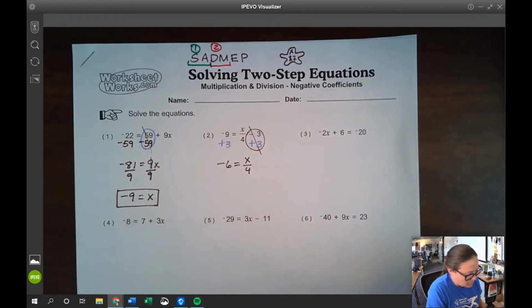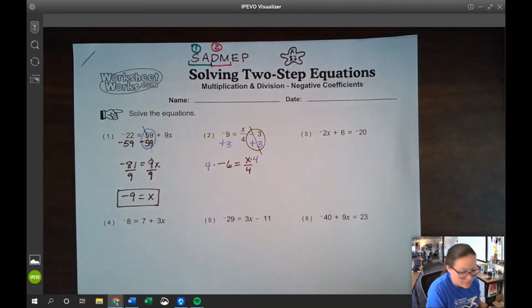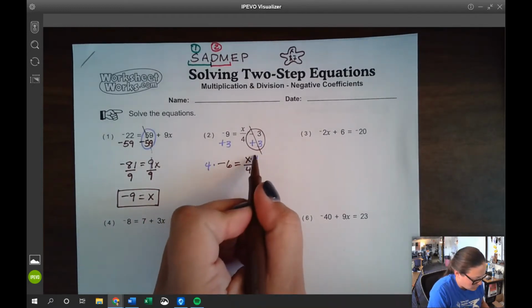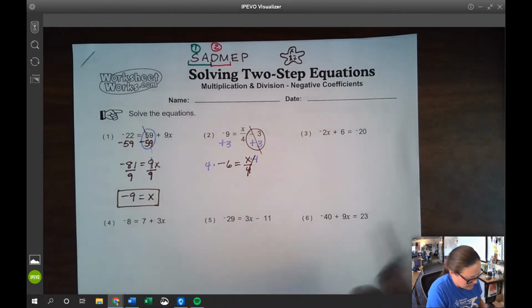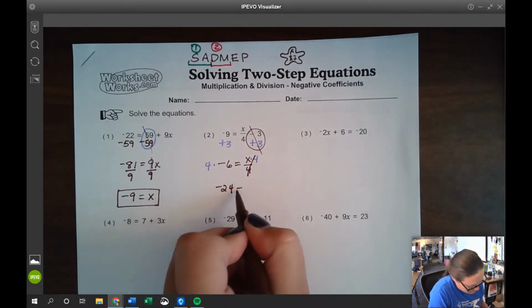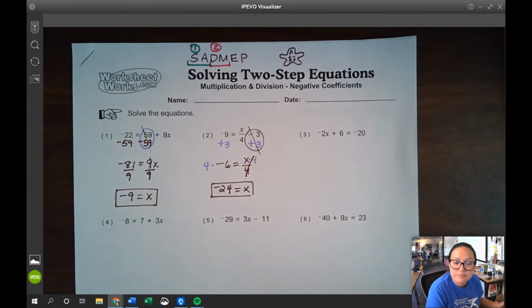Now to undo division, I am going to multiply both sides by 4. And then I have 4 over 4, which is 1, and 4 times negative 6 is negative 24. So we have negative 24 equals x.